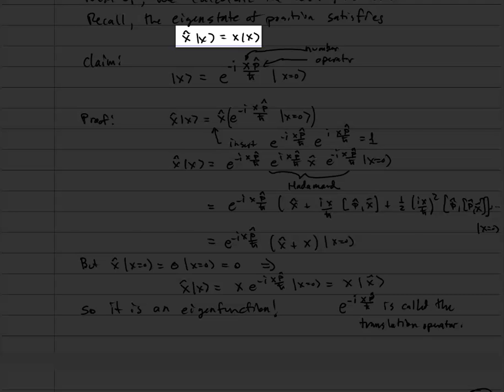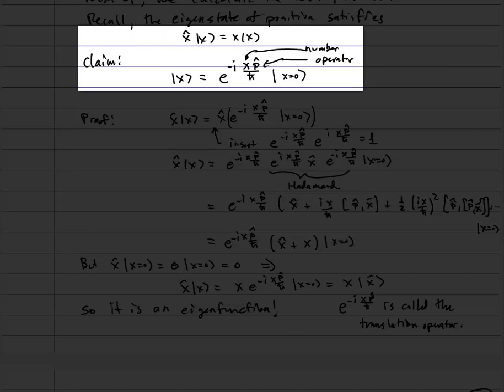So remember, in this class, I will always put hats on the operators, so you will never have any confusion of what is an operator and what is a number. So to be clear, we have an operator acting on a vector on the left-hand side, and it's equal to a number times the vector. That's the standard eigenvector-eigenvalue relationship. Now, our claim is that the state e to the minus i x number p operator divided by h bar acting on the state x equals 0, that is the position eigenstate at the origin of the coordinate system, is equal to the position eigenvector ket x at location x.